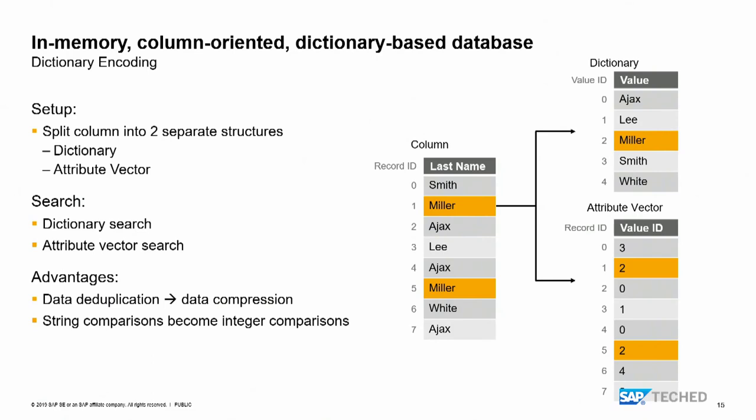Here, instead of storing Miller twice, we only have to store it once. But in an actual column, Miller might be there millions of times, and you only have to store it once. Secondly, string comparisons become integer comparisons. And this is especially true for the attribute vector. We have the value ID 2, and then only have to do integer comparisons here, which is much faster than string comparisons. It might even be bits instead of integers. That depends on your implementation.